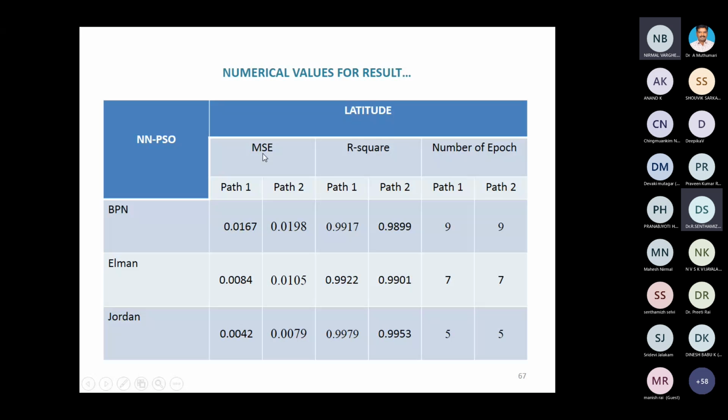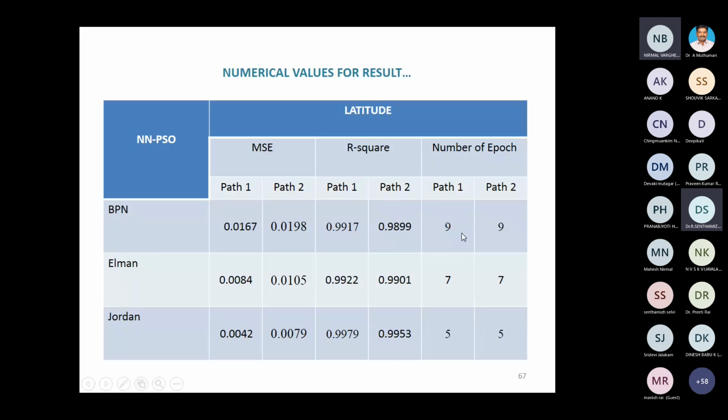For mean square error, if you look at the PPN architecture with implementation of PSO, it is only 0.167, right? For Jordan, the error is very, very much lesser. Compared to PPN, Elman has a lesser error, and compared to Elman, Jordan has a very much lesser value. This is the condition for all the paths. Now for R square value, it's giving a better output. The number of epochs, if you look at that, PPN required more epochs to get the output, whereas Jordan needs only a lesser number of epochs because the convergence of the Jordan is faster when compared to PPN.